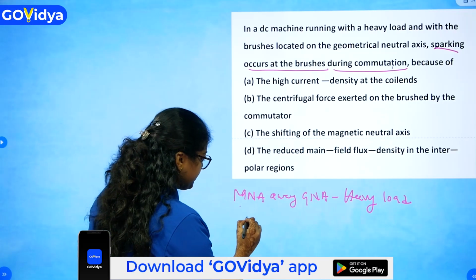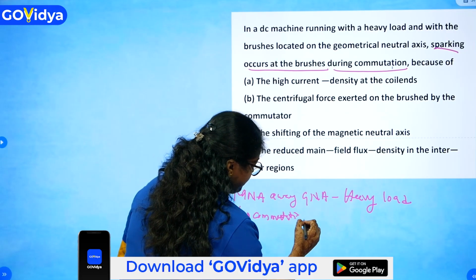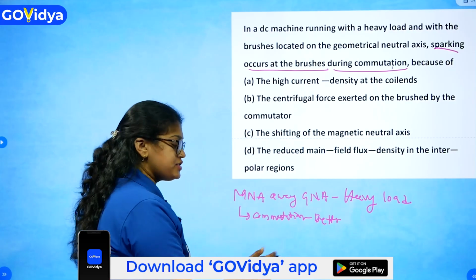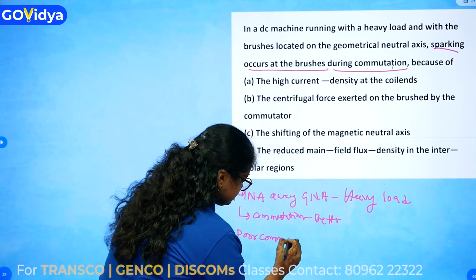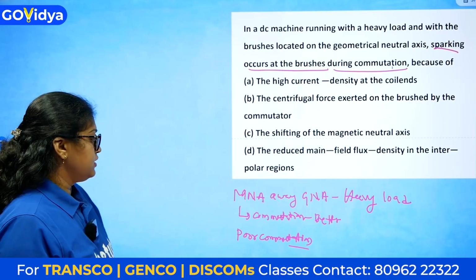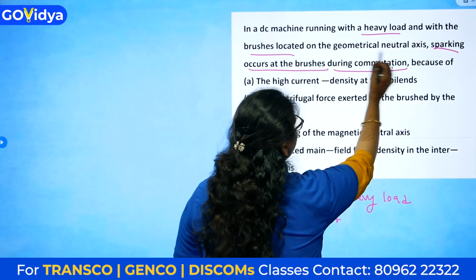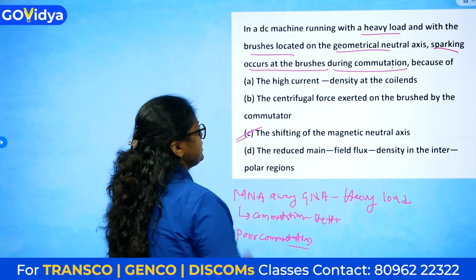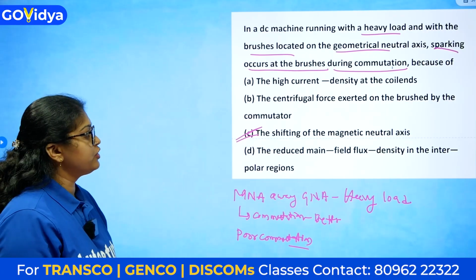Coming to this case, the commutation will be better if it is shifted. If it is not shifted, we will get poor commutation. So in the question they have given a heavy load and the brushes are shifted also. So the option is the shifting of MNA, nothing but the shifting of the magnetic neutral axis. So let's move to the next question.